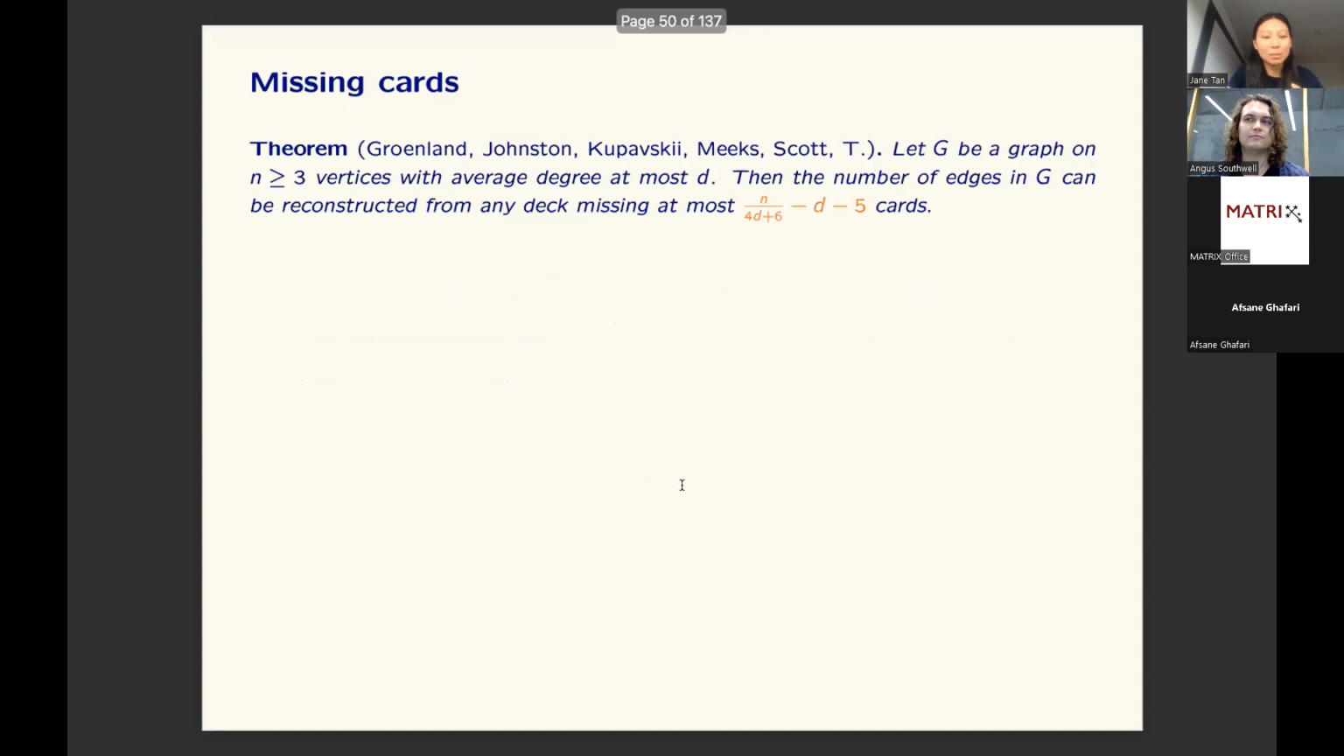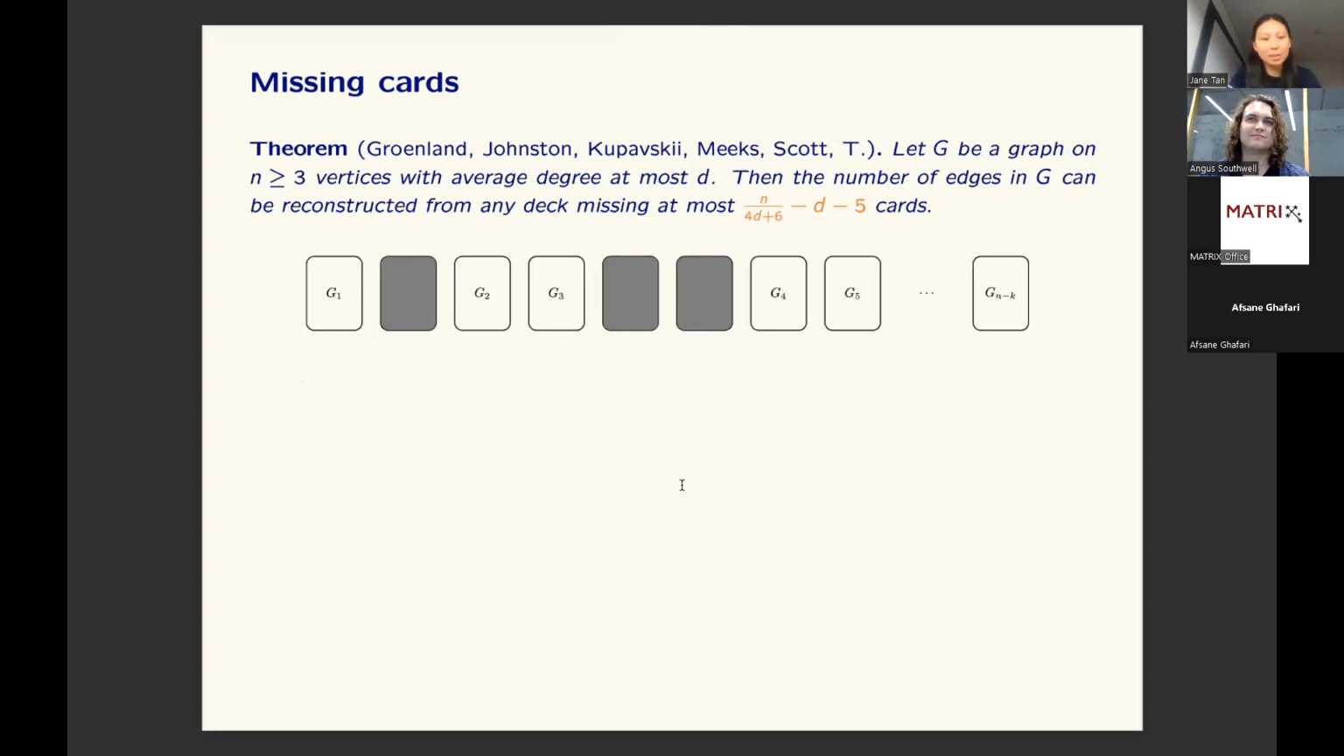So I think this is going to be the first proof that I outline today. Very much strictly an outline, but this is roughly how it goes. This is how I'm viewing my deck. The grayed out cards are things that I'm thinking of as missing, although I don't actually know where they occur in my deck. I am ordering the cards by decreasing number of edges. That means G1 has the most edges and G_{n-k} has the least number of edges, where k is the number of cards that I'm missing. Equivalently, another way to think of this is that I'm ordering the cards by increasing degree of the vertex that I've deleted. So this is completely equivalent.